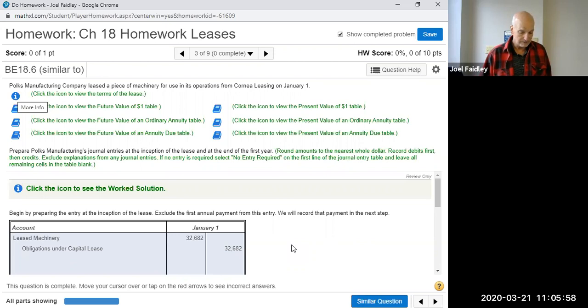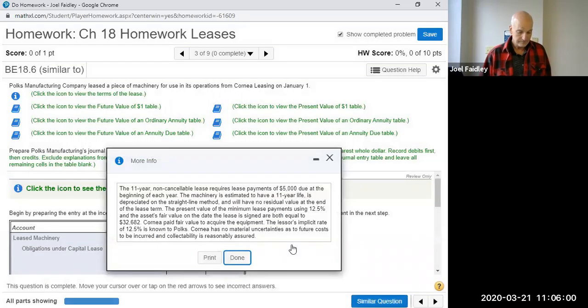Let's look at the terms of the lease. 11-year, 5,000, 11-year life. So that's 100%. That tells you it's a capital lease, doesn't it? Depreciated straight line, like most companies do. Present value, lease payment using 12.5%. And the asset's fair value on the date the lease is signed are both equal to 32,682.